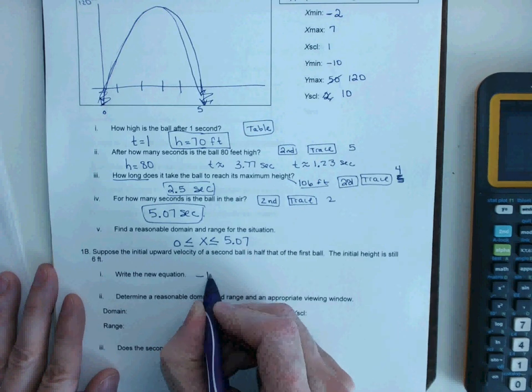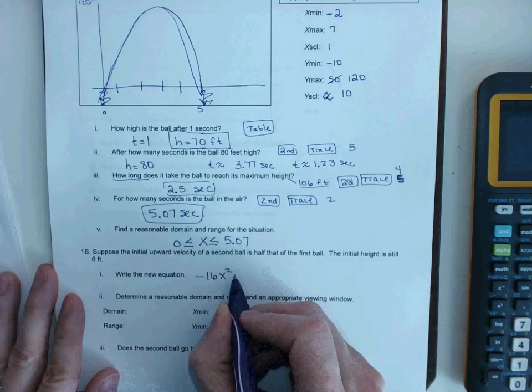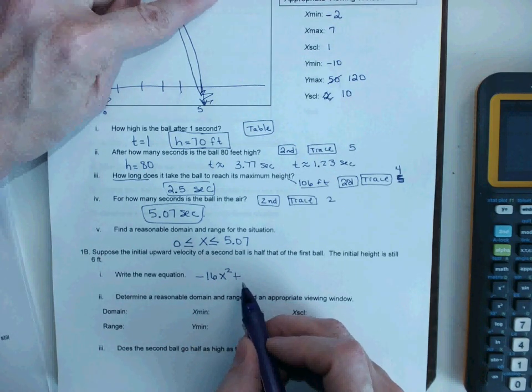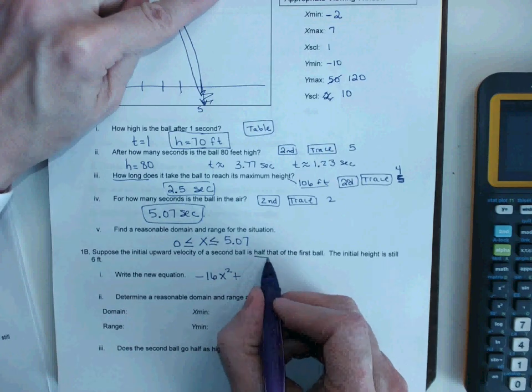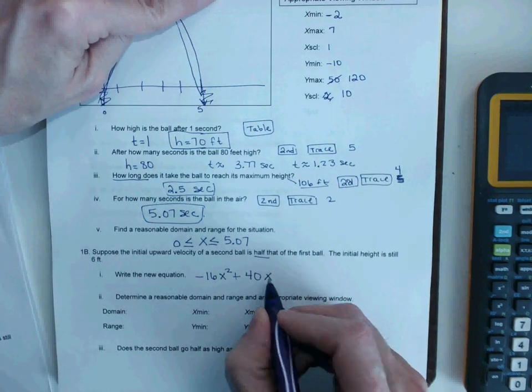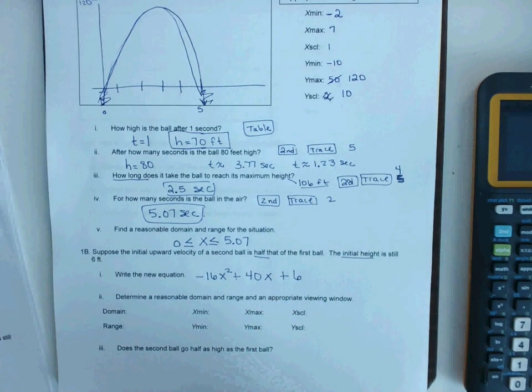Remember, we keep the negative 16x squared for gravity, plus this number was 80 up here. You can't see it, it's off the screen, but it's going to be half that. So we're going to change that to 40x and keep the initial height at 6 feet still. So there's our new equation. Determine a reasonable domain and range and an appropriate viewing window.